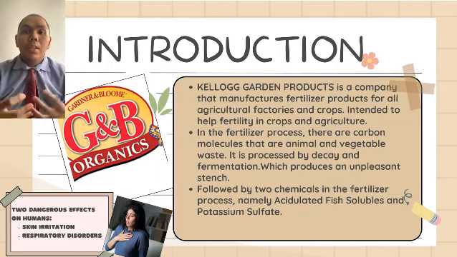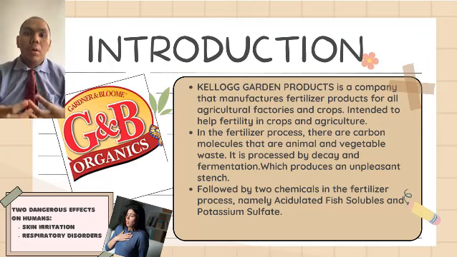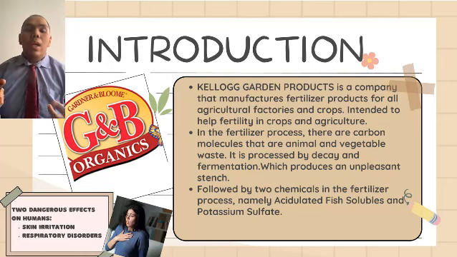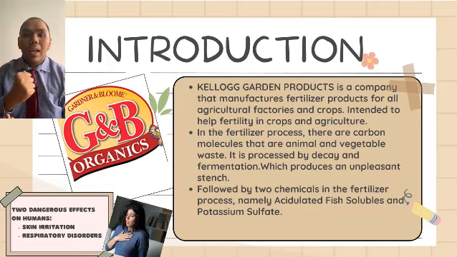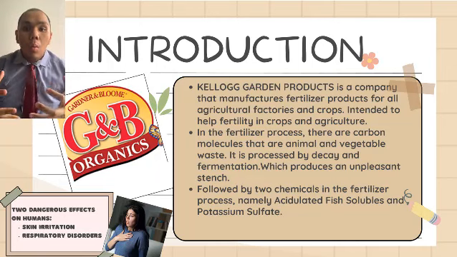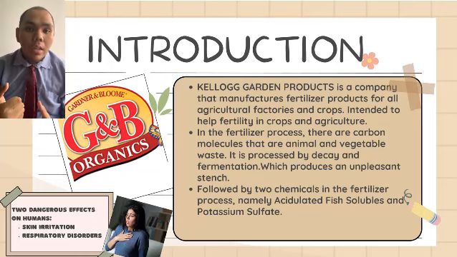In the fertilizer process, a carbon molecule from animal and vegetable waste is processed by decay and fermentation, followed by two chemicals in the fertilizer process that normally are fish solubles and potassium sulfate. Although releasing fertilizer has a positive effect on the agricultural process, it also has a harmful effect on humans, namely skin irritation and respiratory disorder.